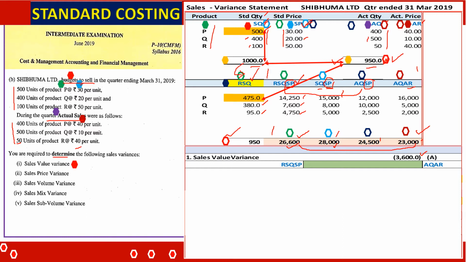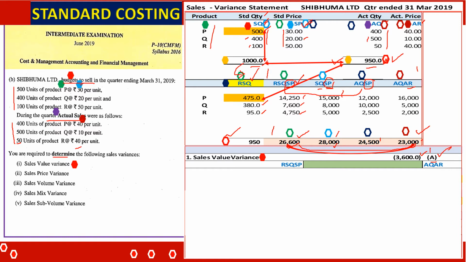When the sales goes up, when the revenue goes up, it is favorable. When the revenue goes down, it is adverse. Therefore, the significance of this letter A: 3,600 fall in sales and it is an adverse. And we can also indicate it by an arrow.